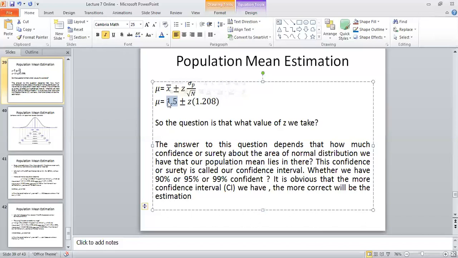So let's see what I mean with some mathematical calculations. Suppose I say that my confidence level is just 68%. I'm only 68% confident that the sample mean represents the population mean. Then this means that the z value would correspond to 68% probability.